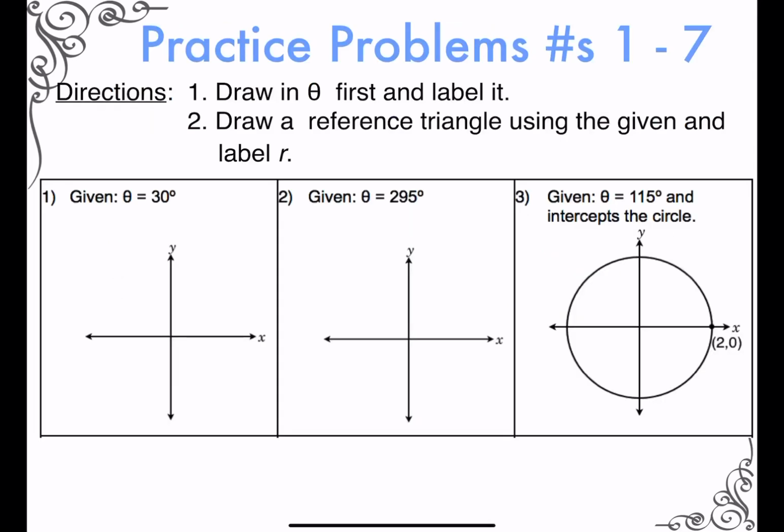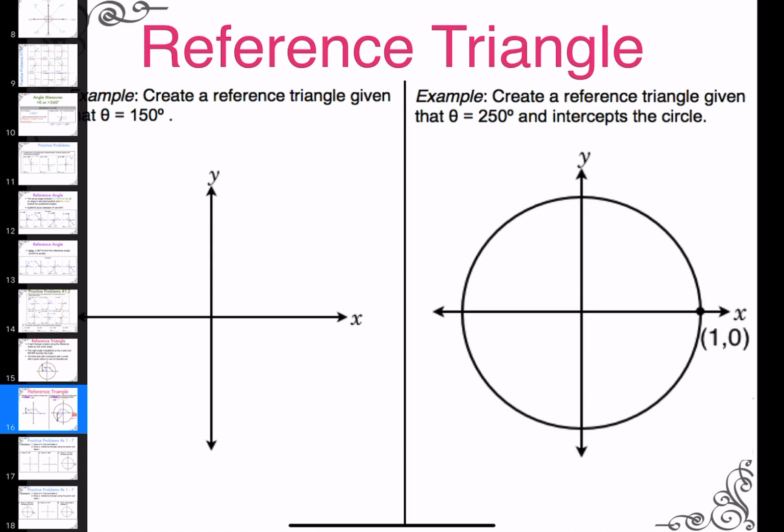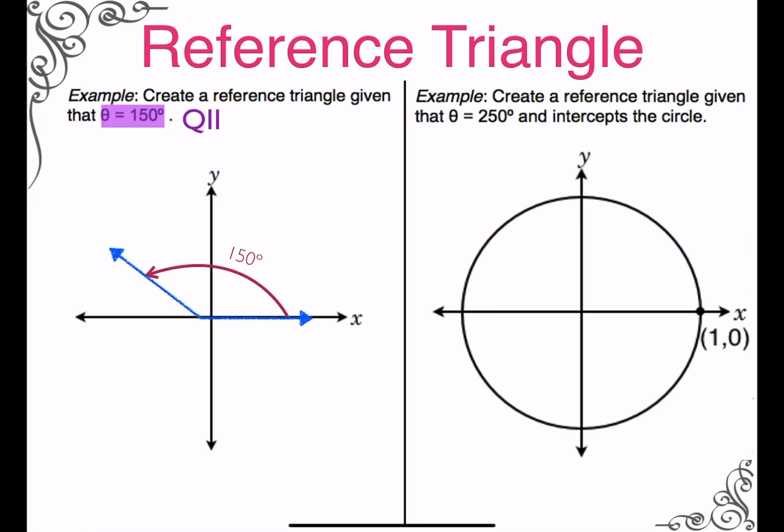All right, so there are 3 practice problems. For each of them, you need to draw in theta first and label it. You need to draw a reference triangle using the given angle and label that reference angle as R. So that's going to be really just like you did in these examples.